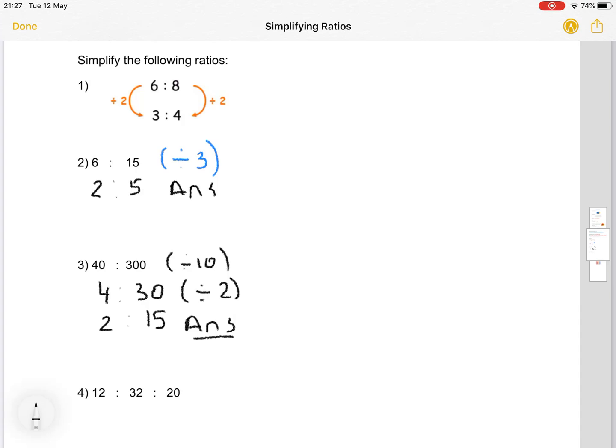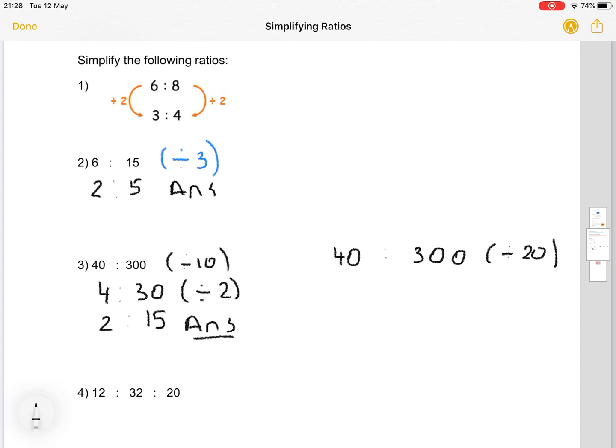If I had found the highest common factor of 40 and 300, which in fact is 20, I would have ended up with the final answer immediately. Let's work it out together. So 40 is to 300. If I divide by the highest common factor, which is 20, we sort of arrive at the final answer earlier.